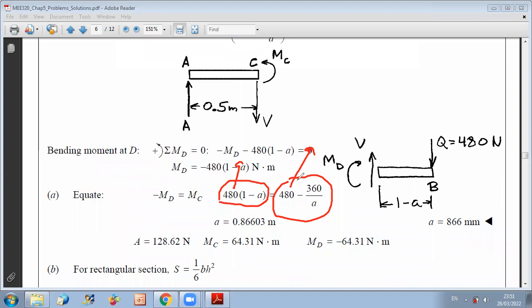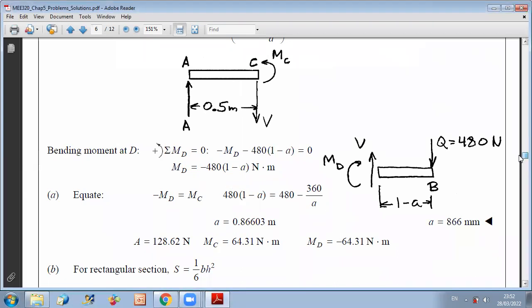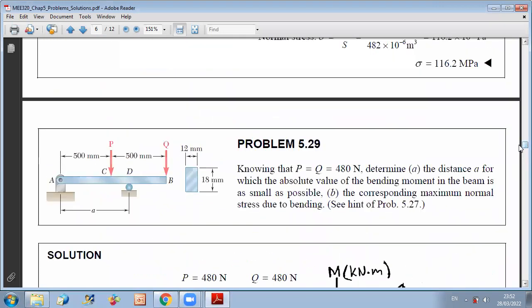So I can say that this equation, minus MD equals MC, will give me the value of A which will minimize the maximum absolute moment. And when I replace A by its value, I will get that MC in absolute value equals MD, equals 64.31 Newton meter. So this is the minimal maximum I can reach. Now, based on this, they are asking us to find the corresponding maximum normal stress due to bending.